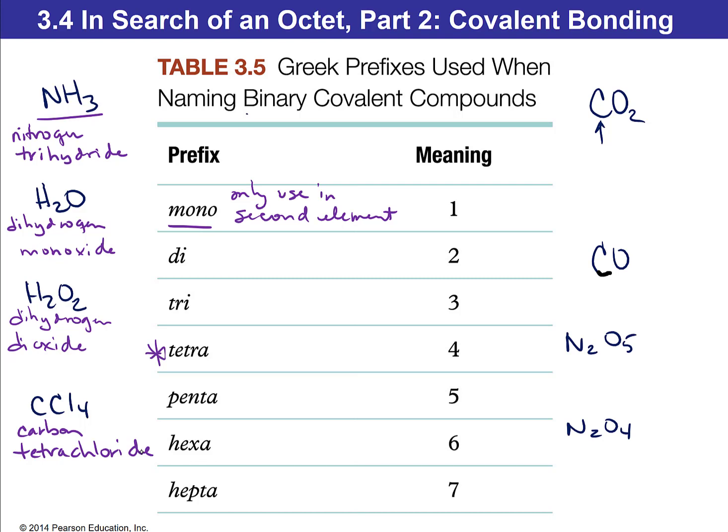So we got those top two. What about these last two? N2O5. N2. Dinitrogen. Pentoxide. So with penta, when you have an oxide, you'll drop the A off, so you'll just call it pentoxide. I've seen some that call it pentaoxide. N2O4 would be dinitrogen tetroxide. Very good.